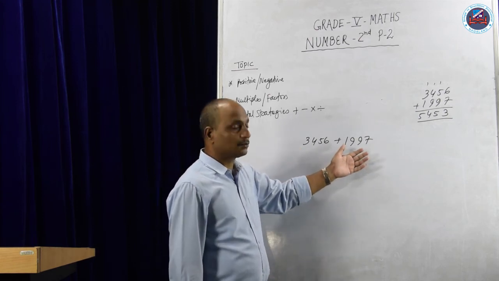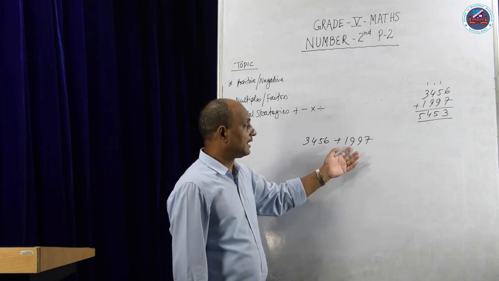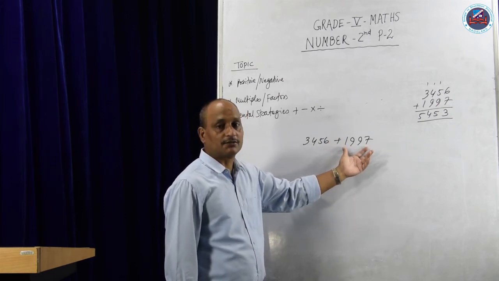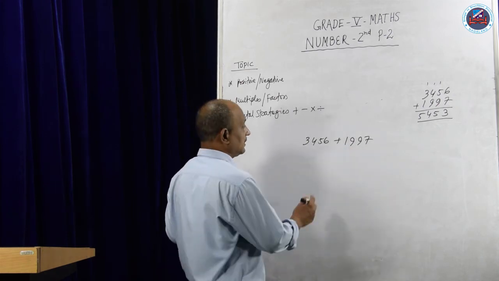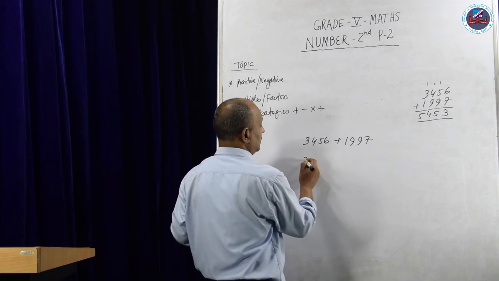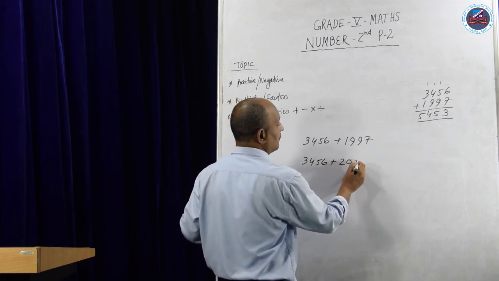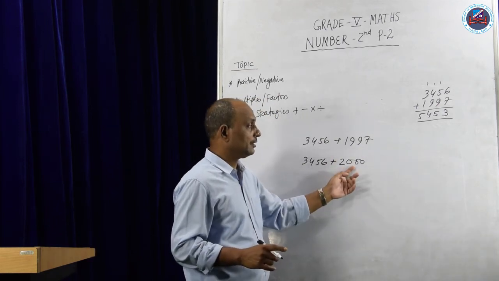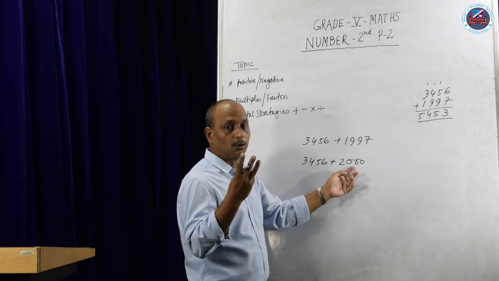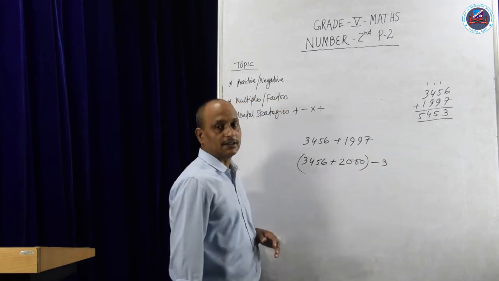Which is nearest to thousands? So 1997, this is nearest to 1000. So you turn this number into the nearest thousand. That is, 1997 will be nearest to what number? It will be 2000. But how much bigger is it? We are writing here 3 more. So we have to subtract this 3 from the result.